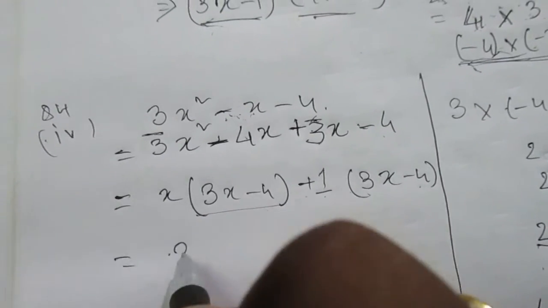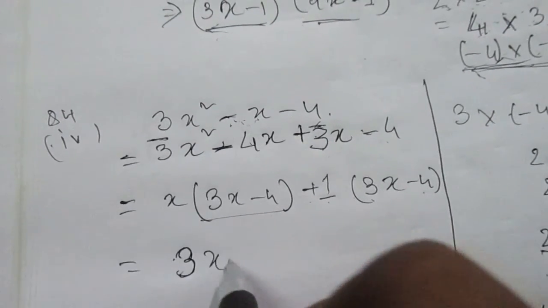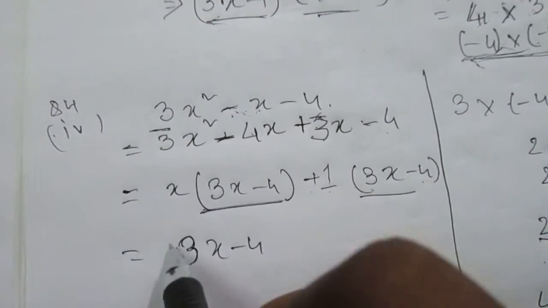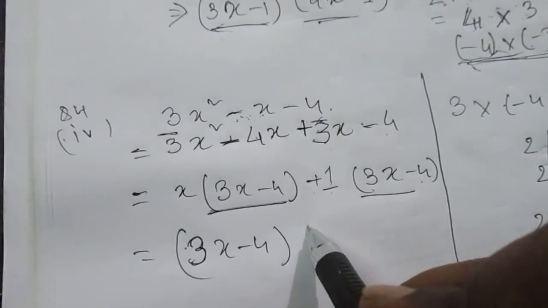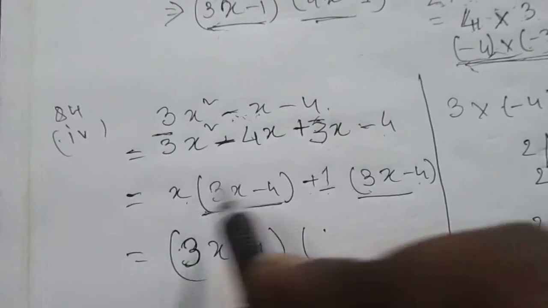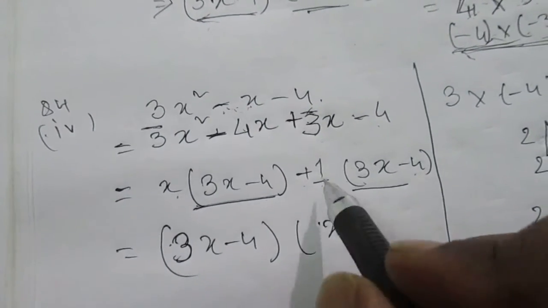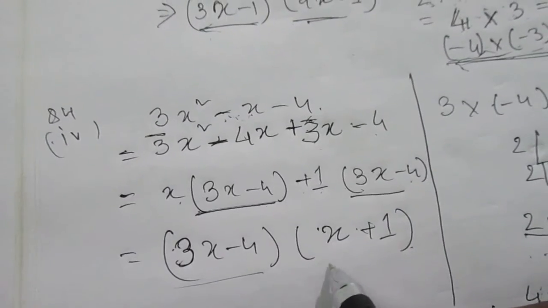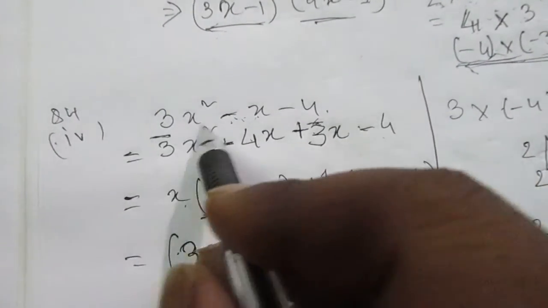Now we will take 3x minus 4 common, as here is 3x minus 4 and here is also 3x minus 4. Then what is left? Here is left x and here is plus 1. So 3x minus 4 and x plus 1 are the factors of this polynomial.